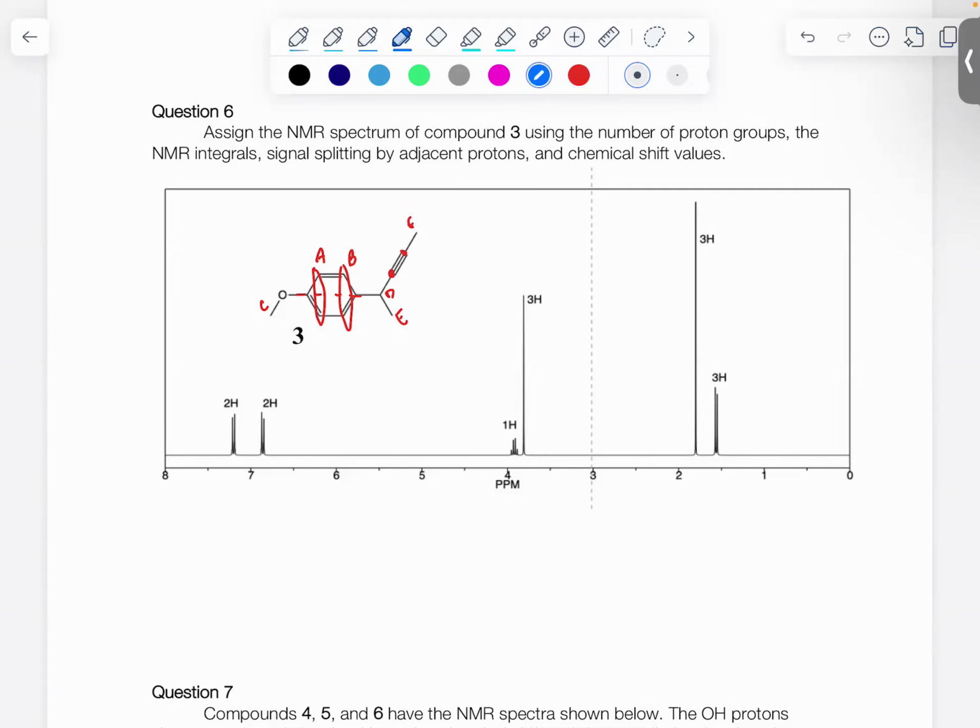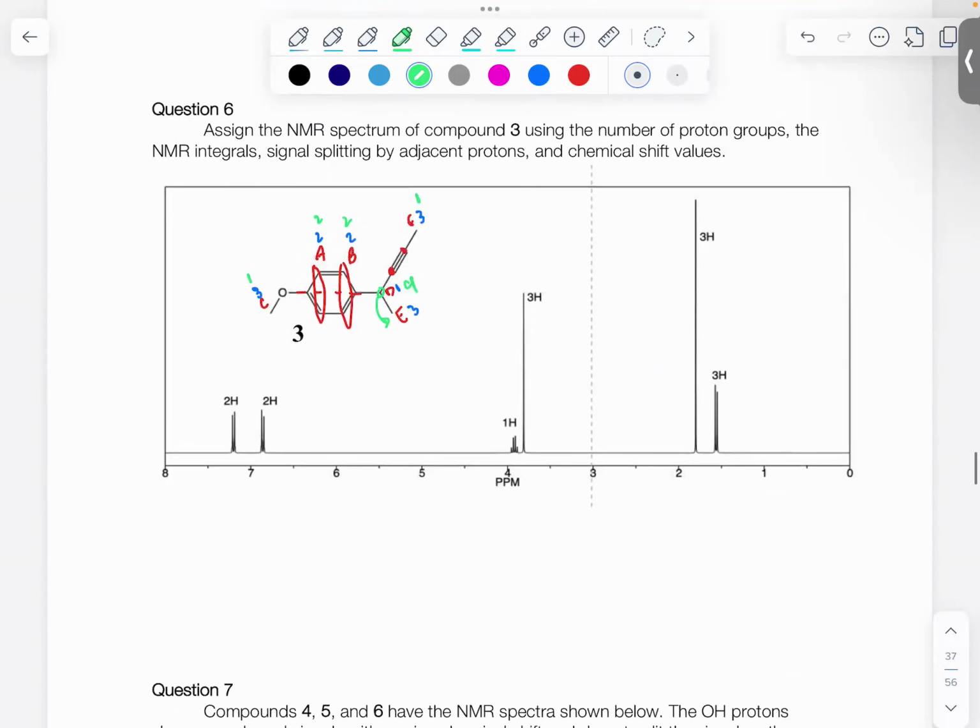Going in with our integration, C is worth 3, A and B are each worth 2, D is worth 1, E is worth 3, F is worth 3. Then we can look at our neighbors. C has no neighbors, we would expect a singlet. A and B both have 1 neighbor, we would expect a doublet. F has no neighbors, we would expect a singlet. D has 3 neighbors, so we would expect a quartet. And E has 1 neighbor, so we would expect a doublet.